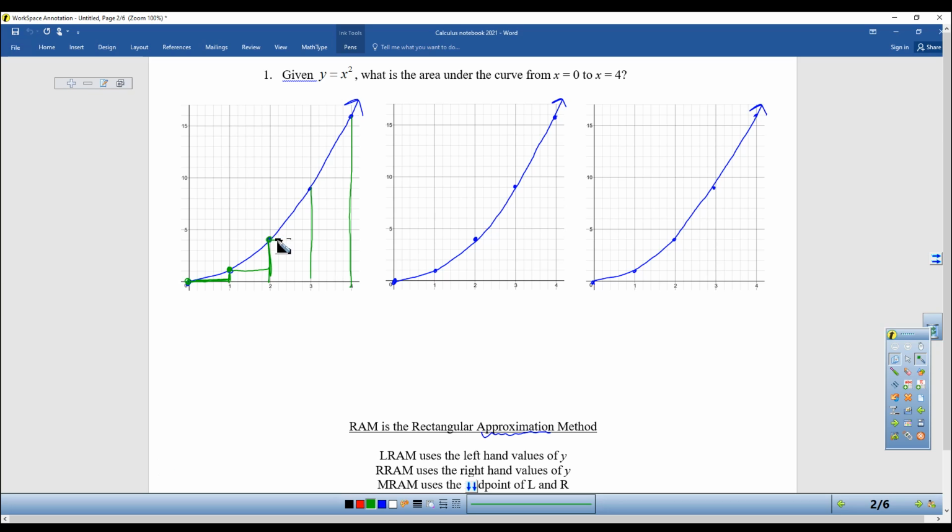Now I'm going to start on this one and make a rectangle. And then I'm going to start here, and I'm going to make a rectangle. And this area is going to be my estimate. Hopefully at least one of you is going, Mrs. Shaffer, that is a terrible estimate. It is. It way underestimates the curve.